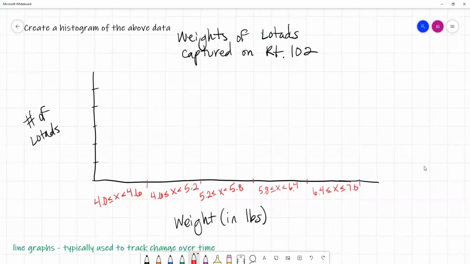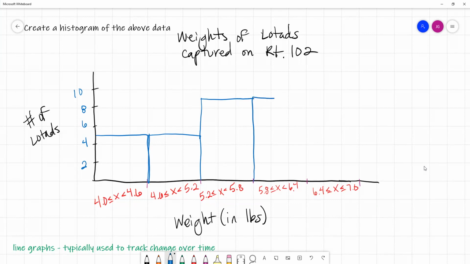Now we just draw our bars. That's the easiest part, right? Label the axis, scale 8, 10, and then I just draw my bars. This first one is 5. This next one is also 5, and notice how the bars will be touching each other, right next to each other as opposed to spaced out. Then I go all the way up to 9 for my next one, and 9 as well for the next bin. The last bin is just a size 2. Okay, and so there's our histogram.